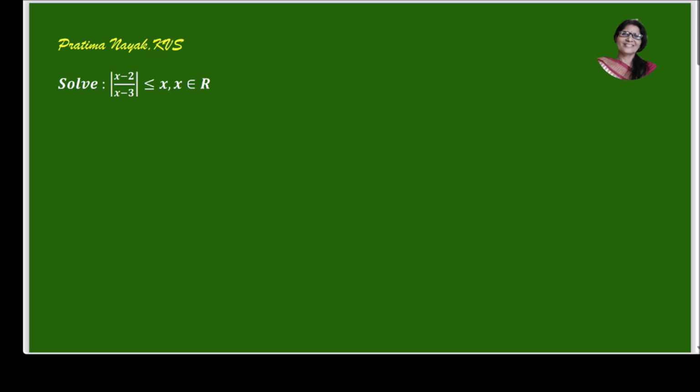So today I'd like to share one interesting question on inequalities with a modulus function. The question is: solve this inequality, modulus of (x minus 2) over (x minus 3) is less than or equal to x, where x is a real number.